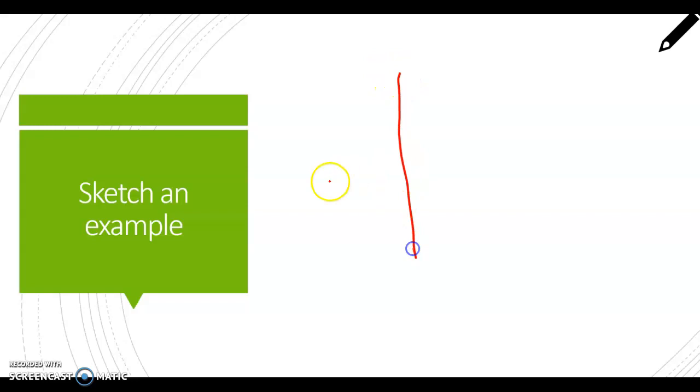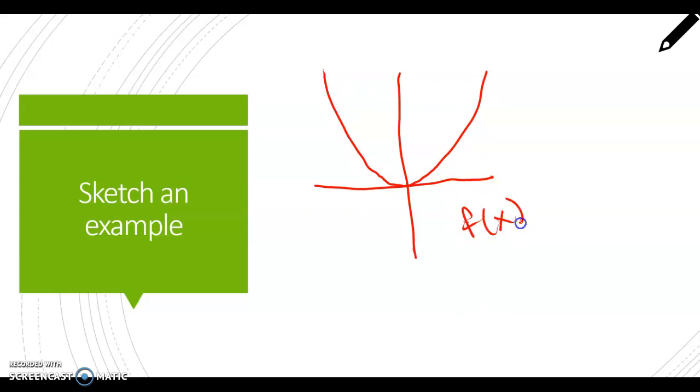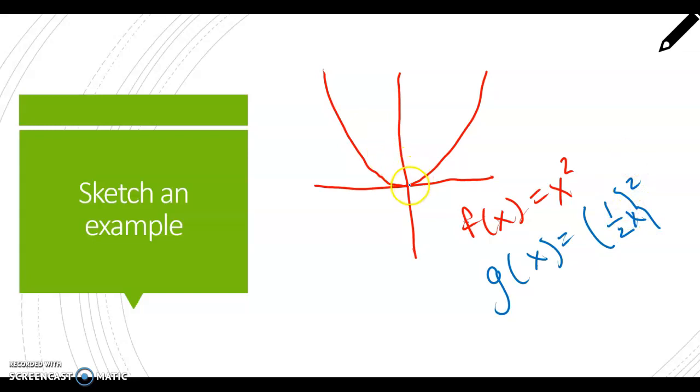The example that I used, because I'm really familiar with quadratics, is I drew a picture of x squared. So that's f of x. And then I drew in a different color, because I'm fancy like that, a picture of g of x, which I'm going to call, let's say, 1/2 x squared. And that one is going to be pushed away from the y-axis. And then I even drew arrows showing that it's pushing away from the y-axis.